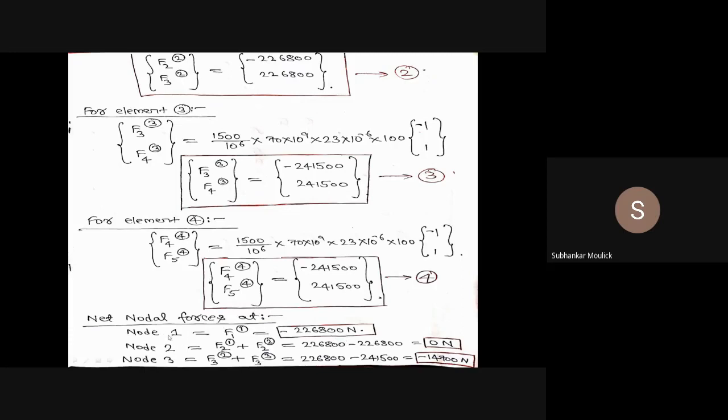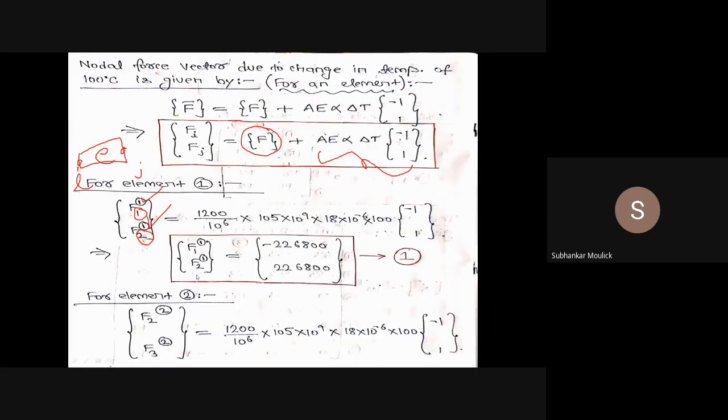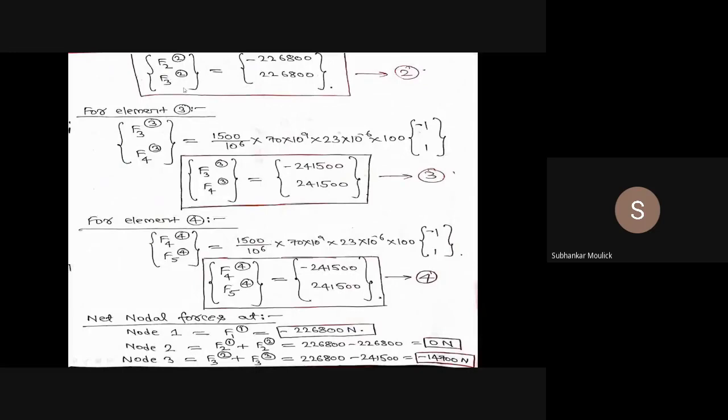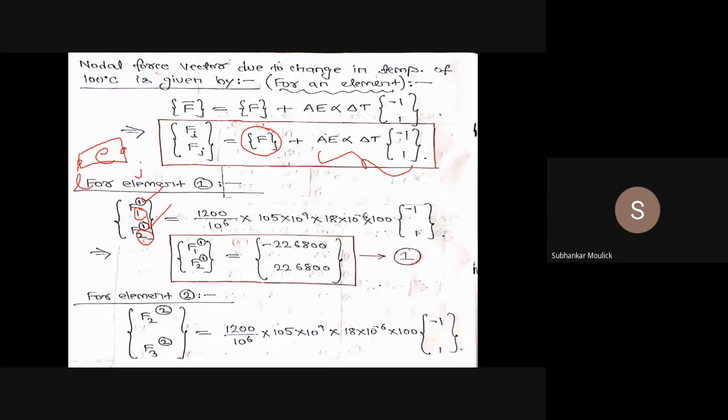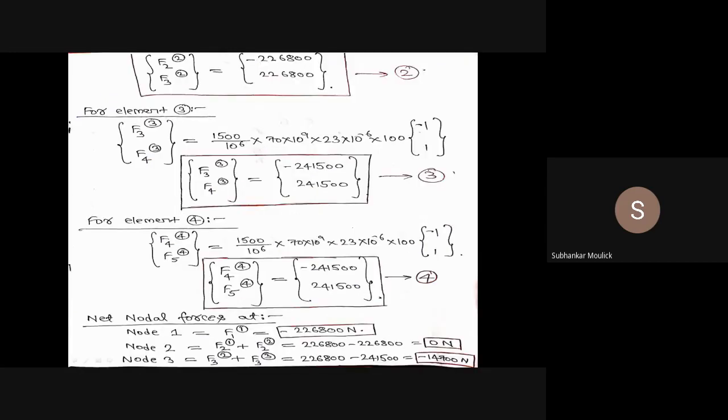Similarly, the total nodal force present at node 2. From equation number 1, I can see that the total nodal force at node 2 is 226800 Newton. From equation number 2, the nodal force F2 is minus 226800. In equations 3 and 4, it is not present. So finally, the total nodal force at node 2 is 226800 plus minus 226800, that is, the value is 0. Are you getting my point?